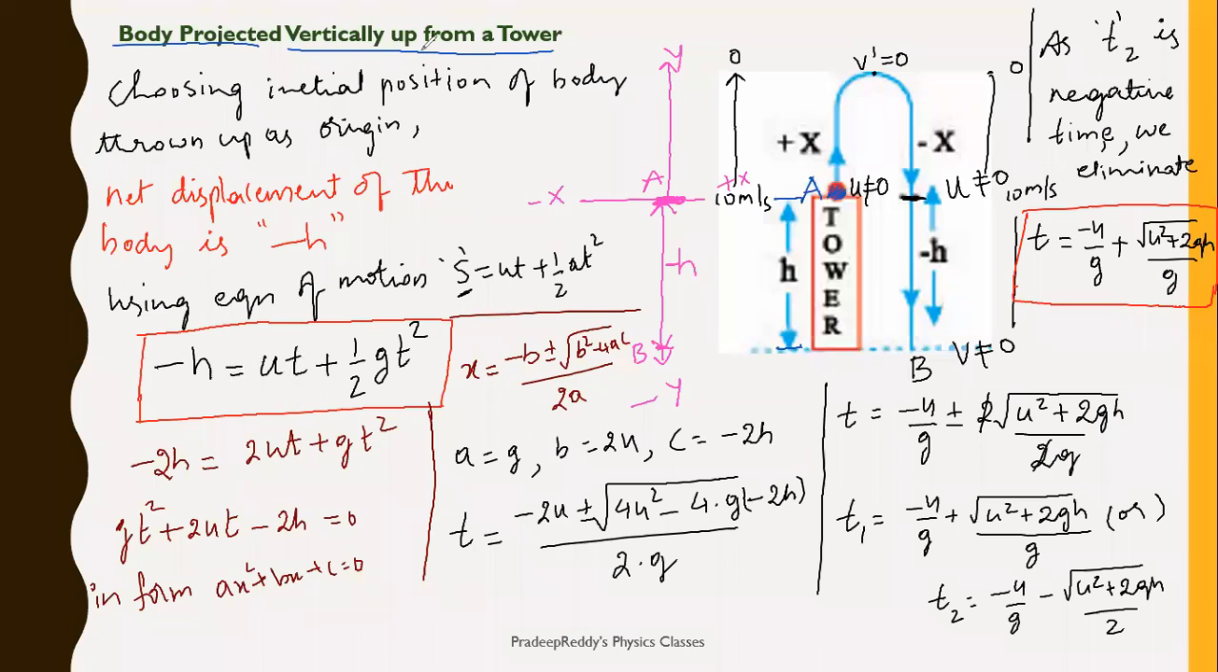So whenever you are getting a problem based on this concept, you should use the fundamental equation minus h is equal to ut plus half gt square and write it in the form of quadratic expression. From that quadratic expression, calculate time, take that time, substitute in the fundamental equation, you will get initial velocity. After getting initial velocity, whatever you want, you can find out using basic equations of motion.